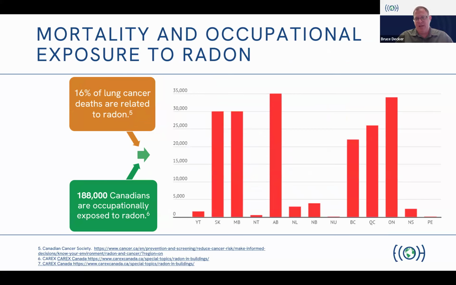16% of lung cancer deaths are related to radon. And that's too many. 188,000 Canadians are occupationally exposed to radon. And this graph breaks that down. And you can see that a lot of it is in the highly populated areas of the country, right?